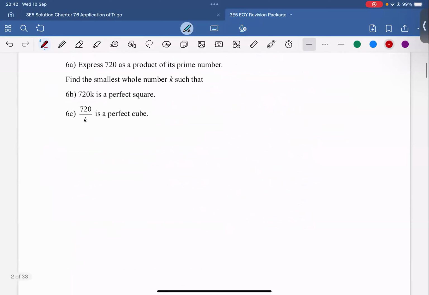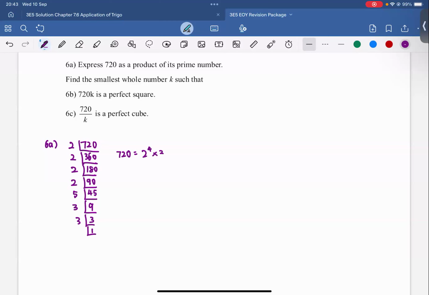6A, express this as a product of its prime factors. So same thing, factorize 720. So you always do 2 first until it becomes an odd number. 45, naturally I will choose 5. I won't choose 3, okay? Until you get 9, then you will start to choose 3. Okay, so part A, 720 is just equals to 2 to the power of 4 times 3 squared times 5.